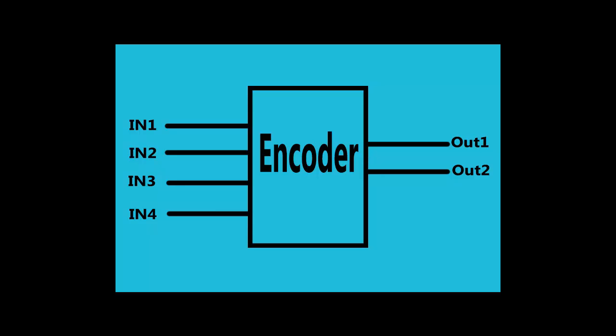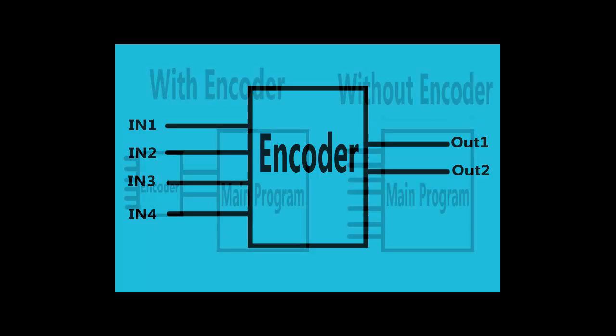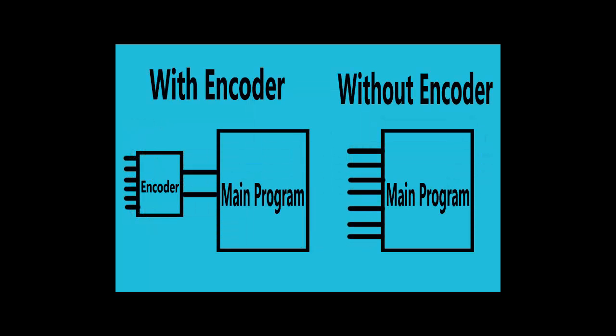Encoders are small chips which help in reducing the number of wires that are required by us for our program. In this, you can see we are using a 4-to-2 encoder which helps to reduce the number of wires from 4 wires to 2 wires. Now here you can see how an encoder actually works.